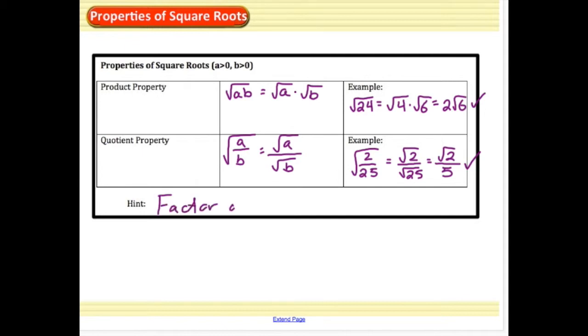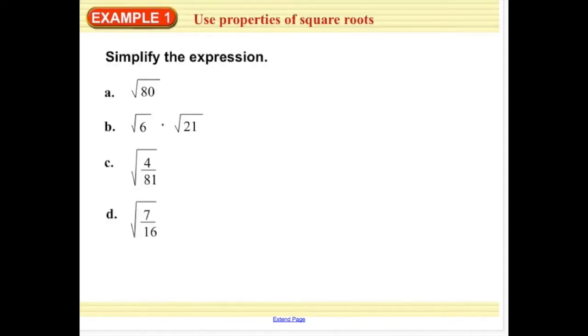A quick hint is to factor any numbers that are underneath the radical into perfect squares. So perfect squares, remember, are 4, 9, 16, 25, 36. And so we want to look at example 1 and pull out the perfect squares that we can. So the square root of 80 is the same as the square root of 4 times 20, or the square root of 16 times 5. 16 is an even larger perfect square, so I'm going to work with that and simplify that into 4 square root of 5. I pulled out that 16, did the square root, and multiplied by square root of 5.